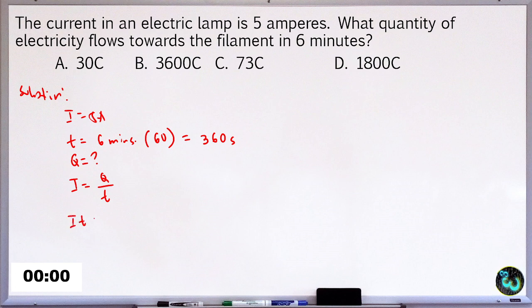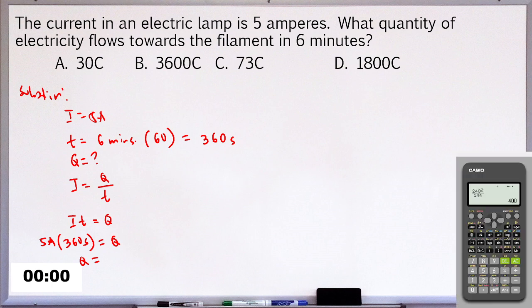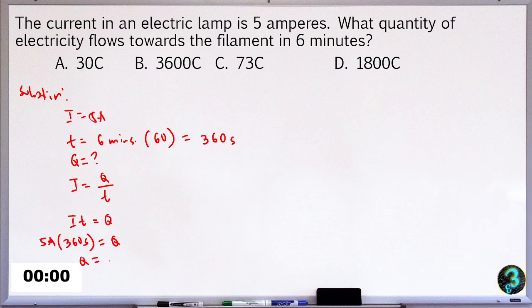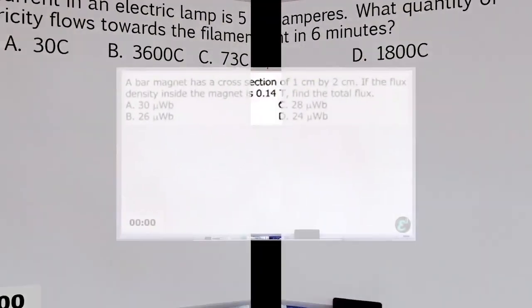So, current times time is equal to the charge. So your current is 5 amperes. Your time is 360 seconds. Okay, so you can now have your charge in coulombs. So 5 times 360, that is equal to 1,800 coulombs, which is letter D. Okay? Next.